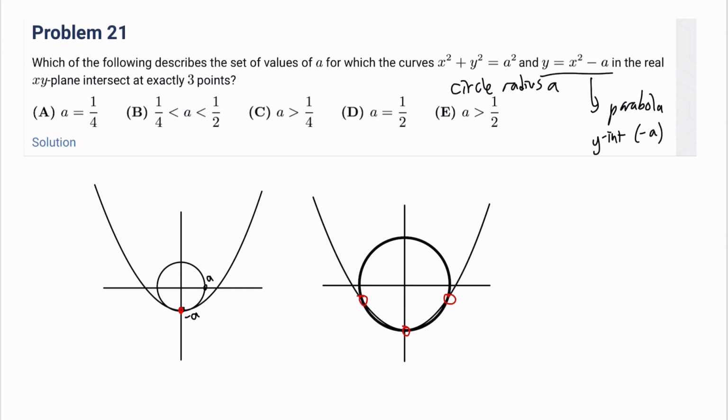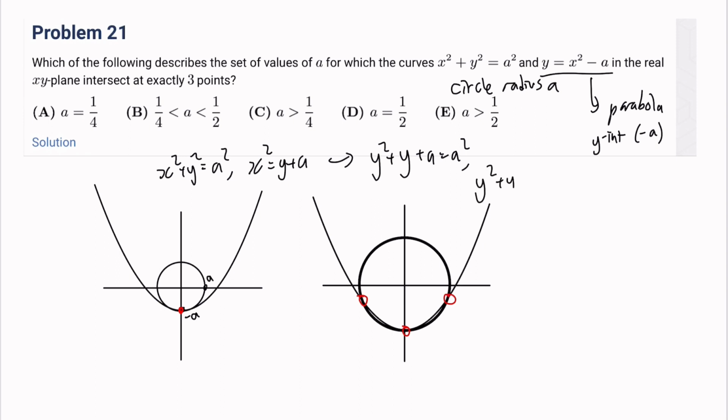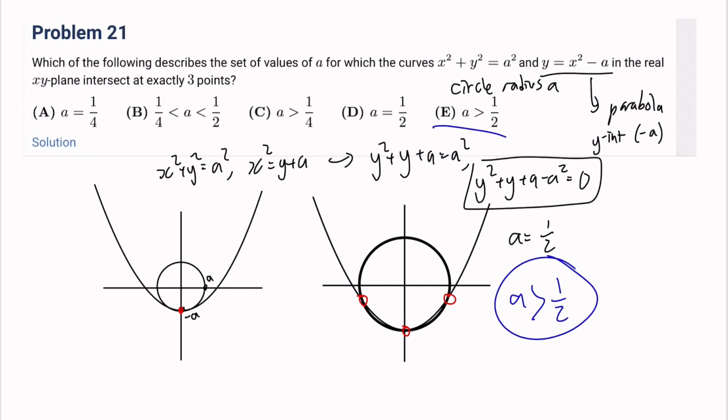And so since we're looking at intersection points, we will just combine those two. x squared plus y squared equals a squared, but x squared equals y plus a. So if we plug this x squared in, that will give us y squared plus y plus a equals a squared, right? So y squared plus y plus a minus a squared equals 0. So this will be our y values. And if we solve for this, we get an a value of 1/2, right? And so all a values that are greater than 1/2 will have exactly 3 intersection points. So our set of values for a is that a is greater than 1/2, and so that is E. The answer is E.